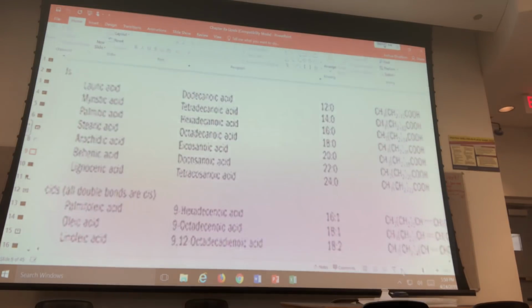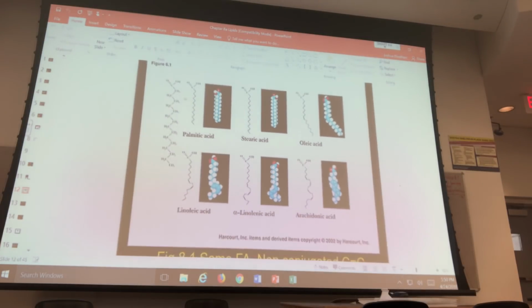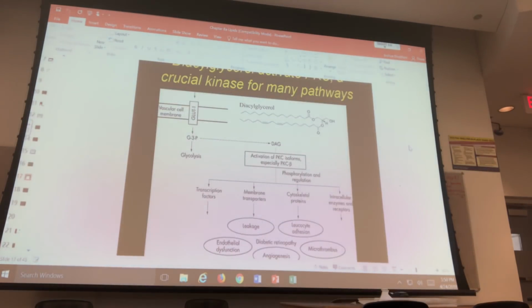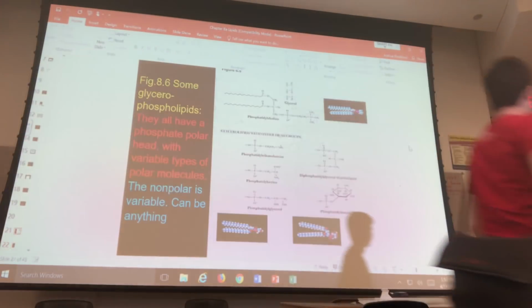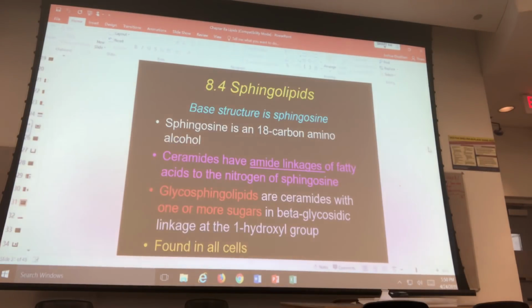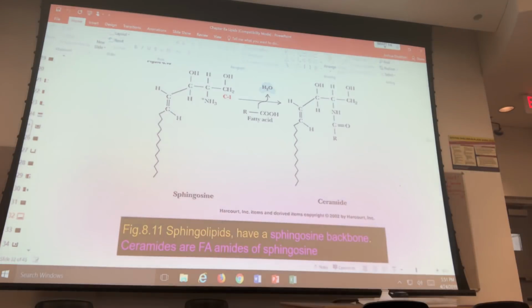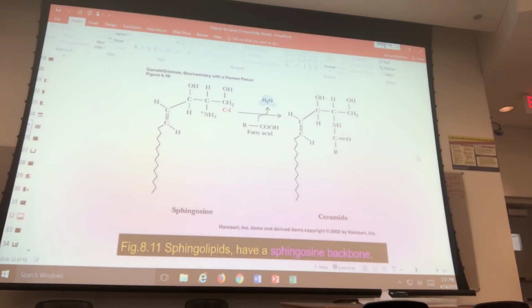Okay, some fun stuff. There's a category of lipids called sphingolipids. They're derived from a base structure known as a sphingosine. So let me pull up a sphingosine for you. That's this one right here. Probably important. This sphingosine is slightly modified into something called a ceramide.